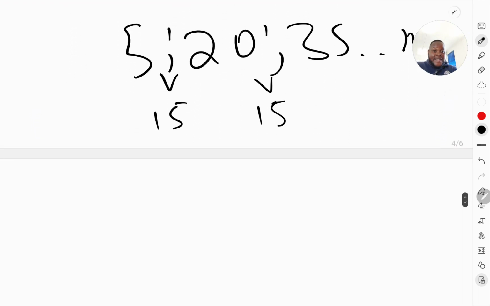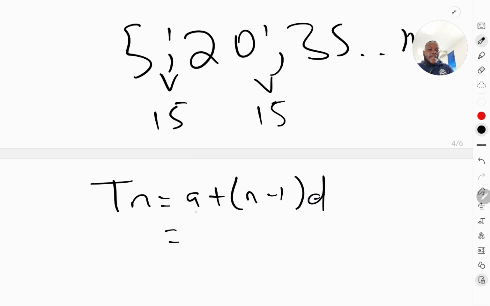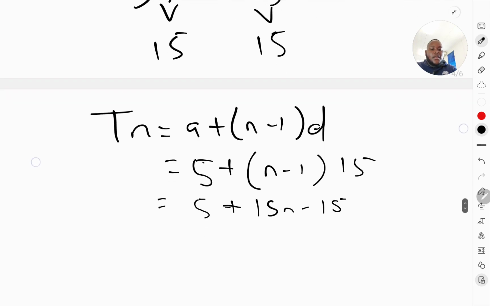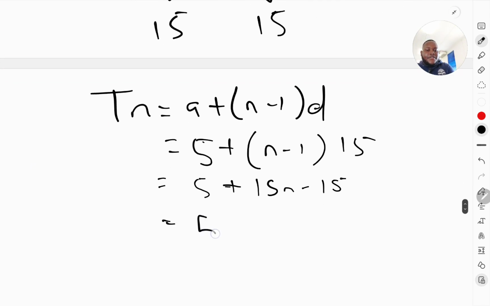So I can find the general term for those that are divisible by 5. It means Tn is going to be a plus (n minus 1) multiplied by the difference. Therefore a is 5 plus (n minus 1). What is the difference? 15. So I'll have 5 plus 15n minus 15. So I'll start with 15n. What is 5 minus 15? I'll have minus 10. Therefore, this is the general term for the numbers that are divisible by 5 in my given sequence.